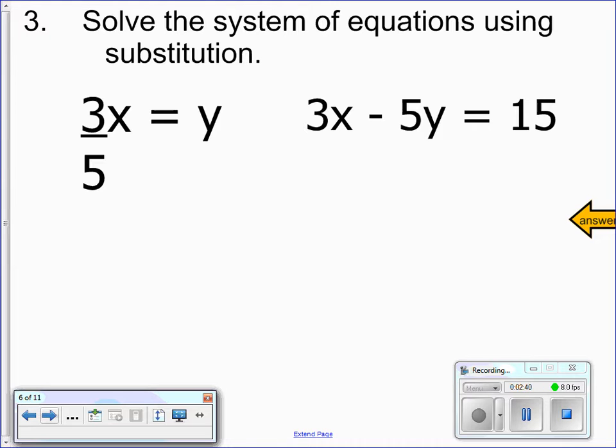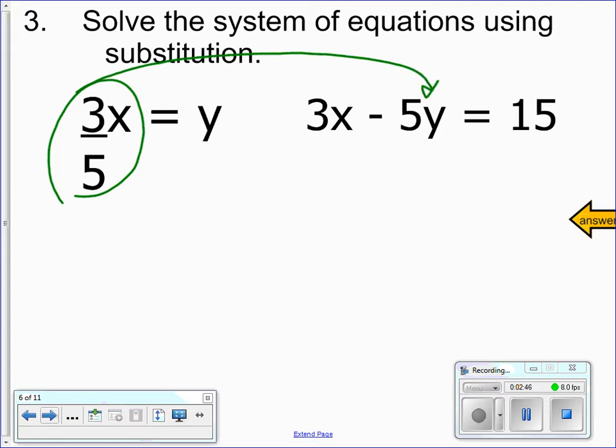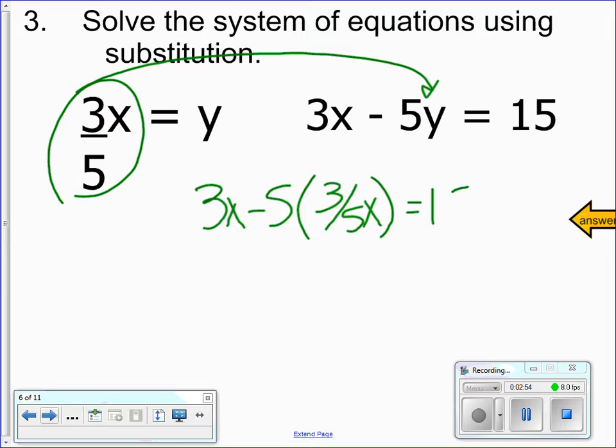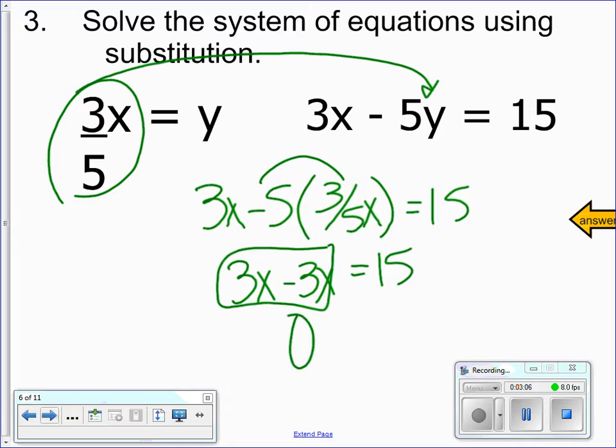All right, this time I've got this y equals, so I'm going to plug this in for y. So 3x minus 5 times 3/5 x equals 15. So 3x minus 3x, since negative 5 times 3/5 is negative 3, equals 15. Combine like terms, and I get 0 equals 15. Since 0 does not equal 15, that means it's an empty set or no solution. Which means if I put them both in slope-intercept form, I would have seen that they have the same slope but different intercepts, which means they're parallel.